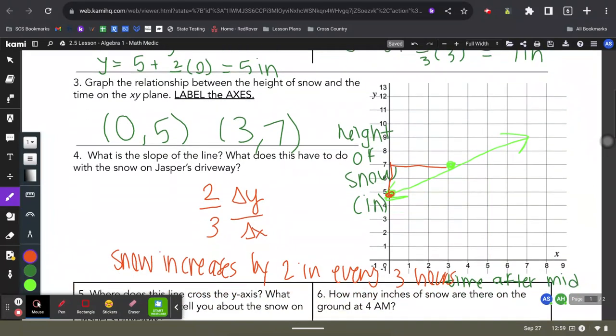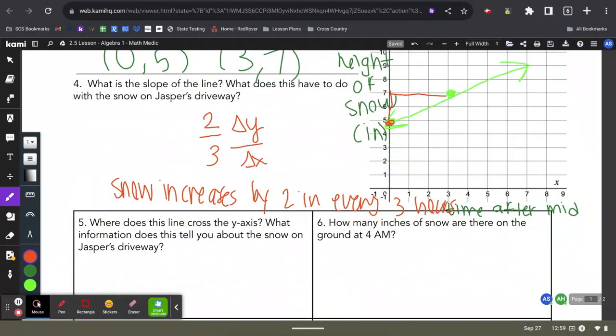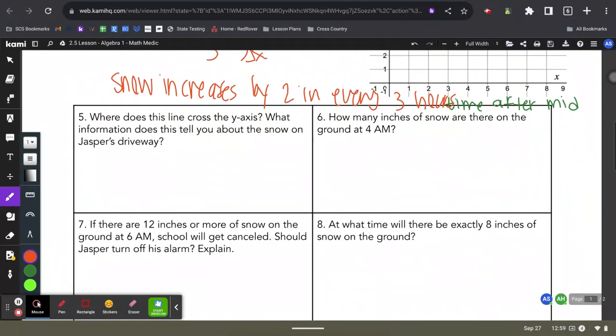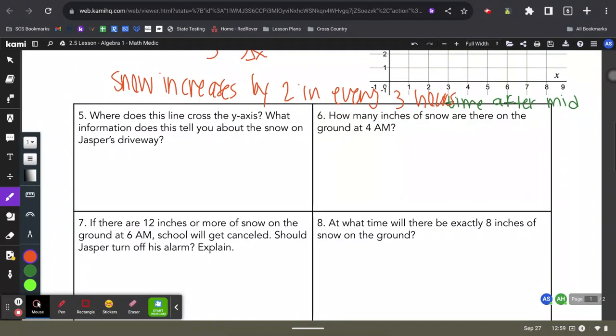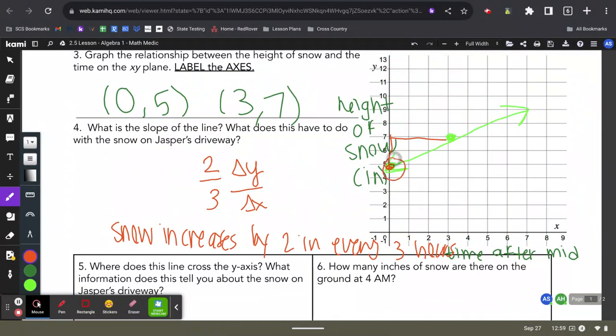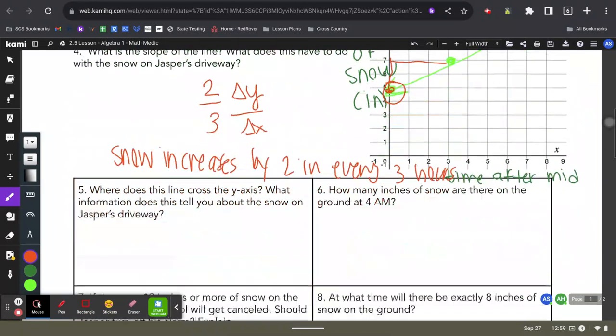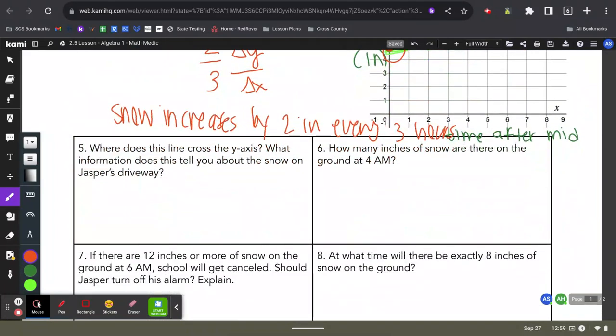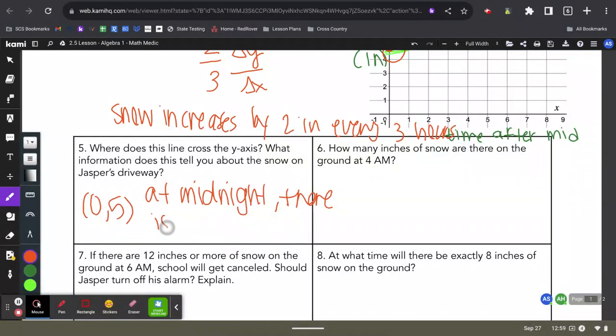Moving on down, where does this line cross the y-axis? What information does this tell you about the snow on Jasper's driveway? We can look at our graph and we see right here the line crosses the y-axis at 0, 5. This means at midnight, which is time 0, there is 5 inches of snow.